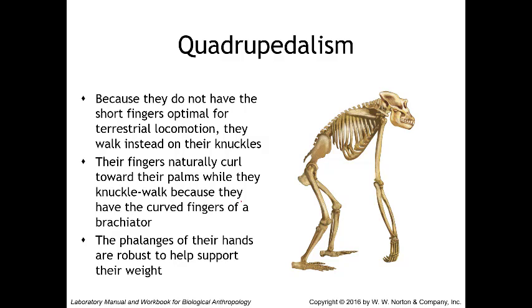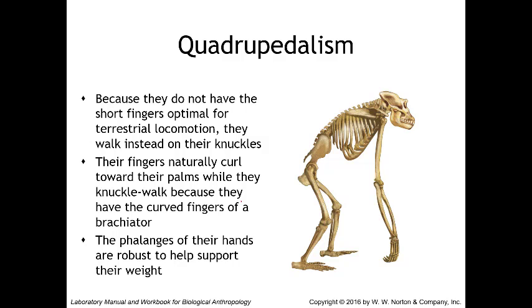So because they don't have the short fingers optimal for terrestrial locomotion, they walk instead on their knuckles, right? That's another compromise. They have to knuckle walk. So their fingers naturally curl towards their palms while they knuckle walk because they have the curved fingers of a brachiator. Their phalanges are robust to support their weight, specifically the middle phalanges at the knuckles, which are particularly robust to support the weight of a gorilla. Just think of a gorilla being the biggest ape and primate.